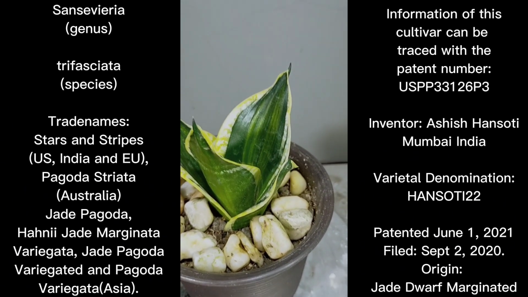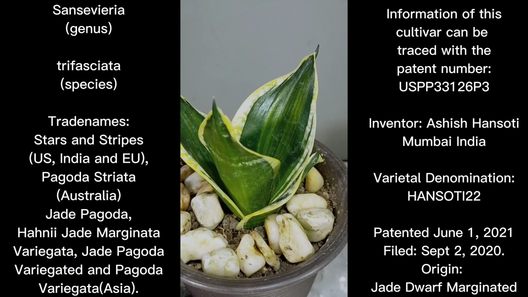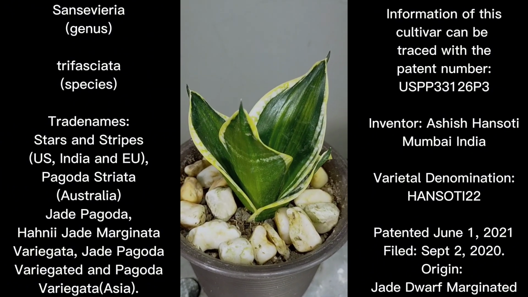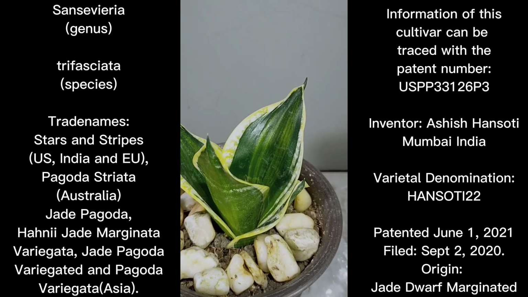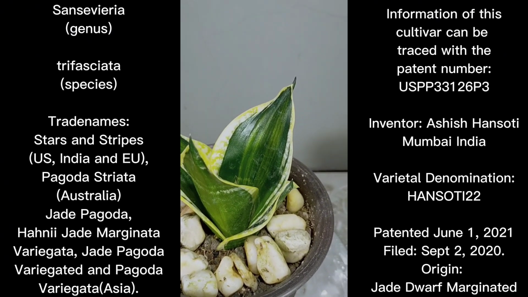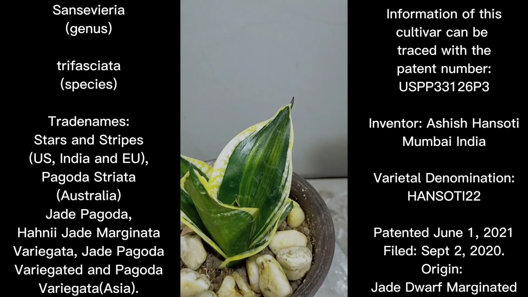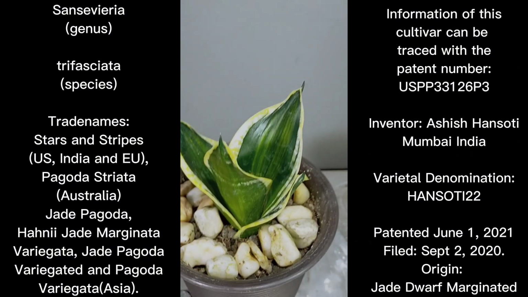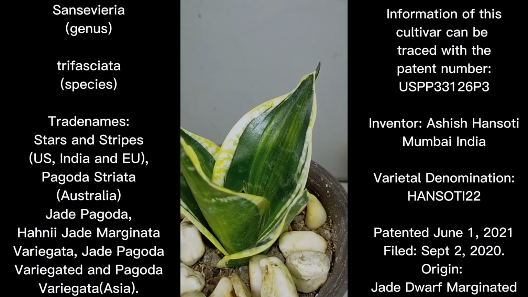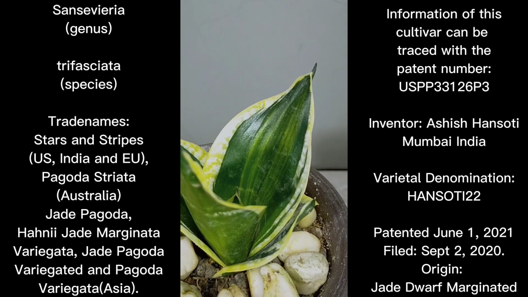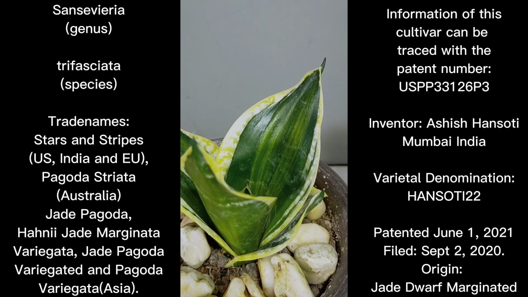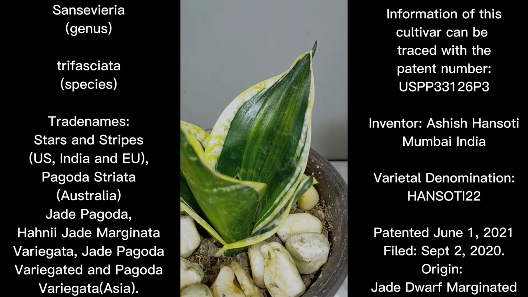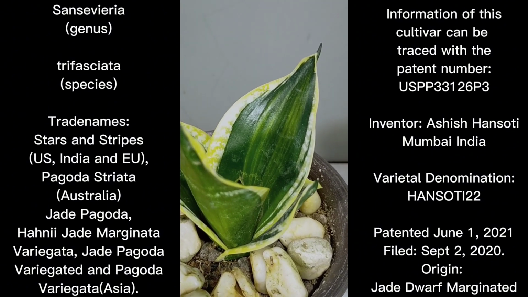According to my research, this is the first one that introduced it 3 years ago, exactly the time when I received two plants from the specific supplier, which provided me with Pagoda Striata and the Twister Tsunami. They were patented 3 years ago, June 1, 2021, and the name of the inventor is Ashish Hansori.